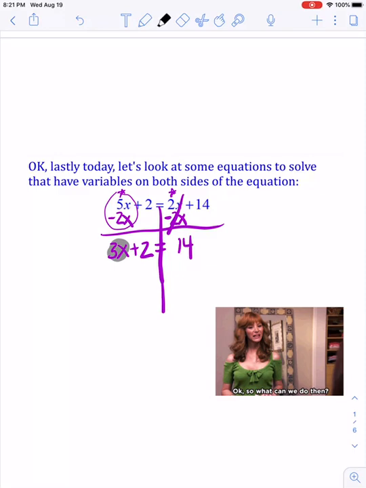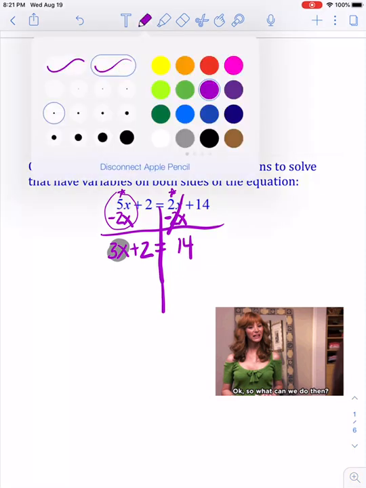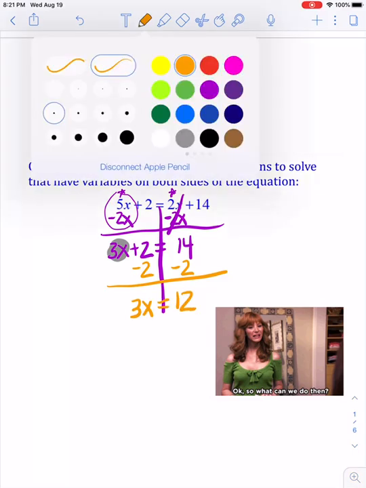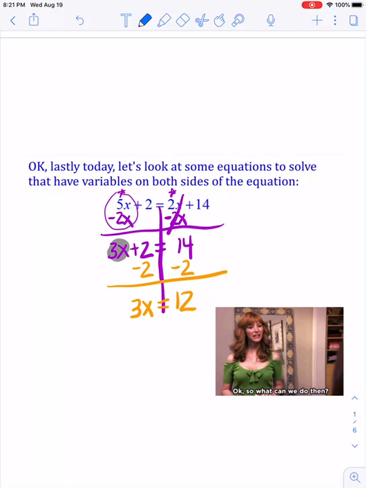Undo PEMDAS. So I cover up my variable. I undo that last. I move this 2 to the other side by subtracting 2, because the opposite of adding 2 is subtracting. So I get 3x is equal to 12. Just have to undo that multiplication now, 3 times x, with division. So I divide by 3, cancel out, so I get x is equal to 4. Again, you can plug that back in to check your answers, which is always a good thing to do.